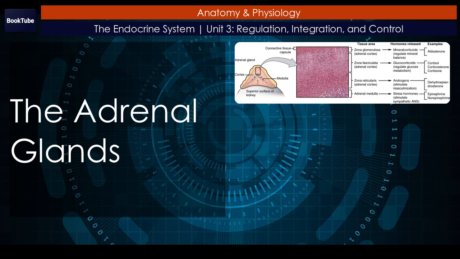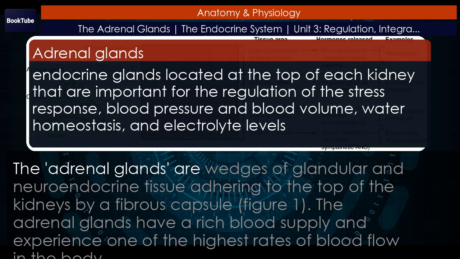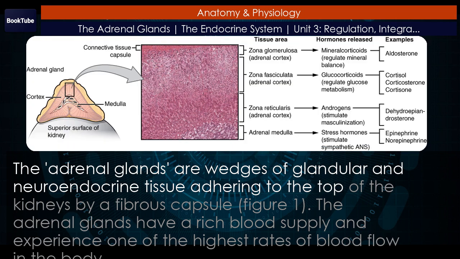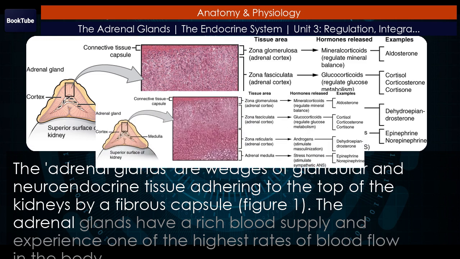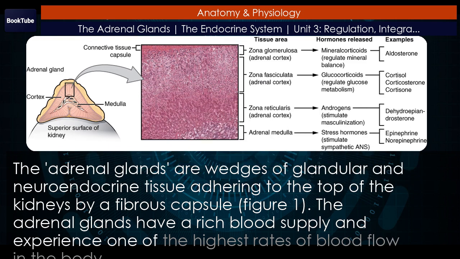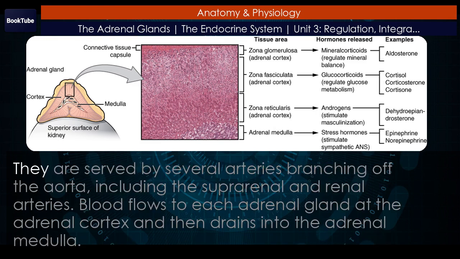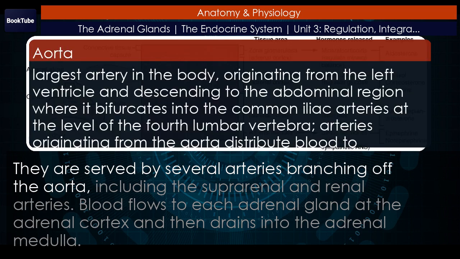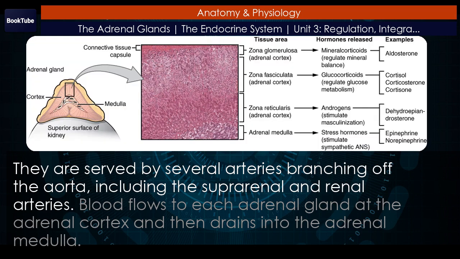The adrenal glands. The adrenal glands are wedges of glandular and neuroendocrine tissue adhering to the top of the kidneys by a fibrous capsule. Figure 1. The adrenal glands have a rich blood supply and experience one of the highest rates of blood flow in the body. They are served by several arteries branching off the aorta, including the suprarenal and renal arteries.